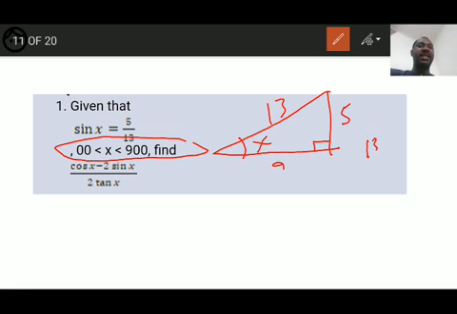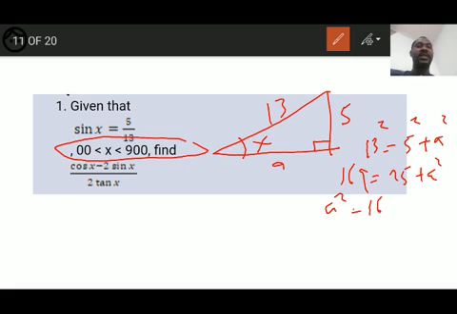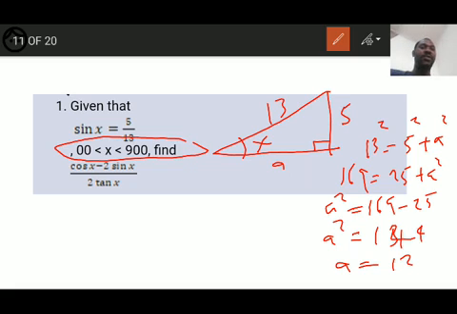So we can say that 13 squared is equal to 5 squared plus A squared. Okay, so we have 169 is equal to 25 plus A squared. So that means A squared is equal to 169 minus 25, which is going to give us 144. So that means your A is equal to 12.